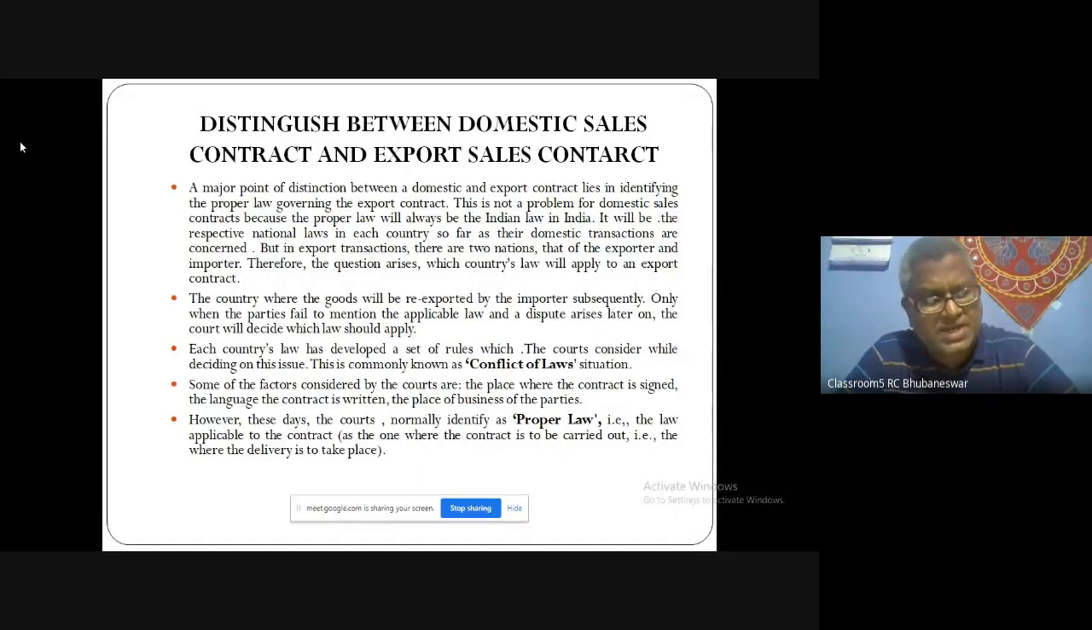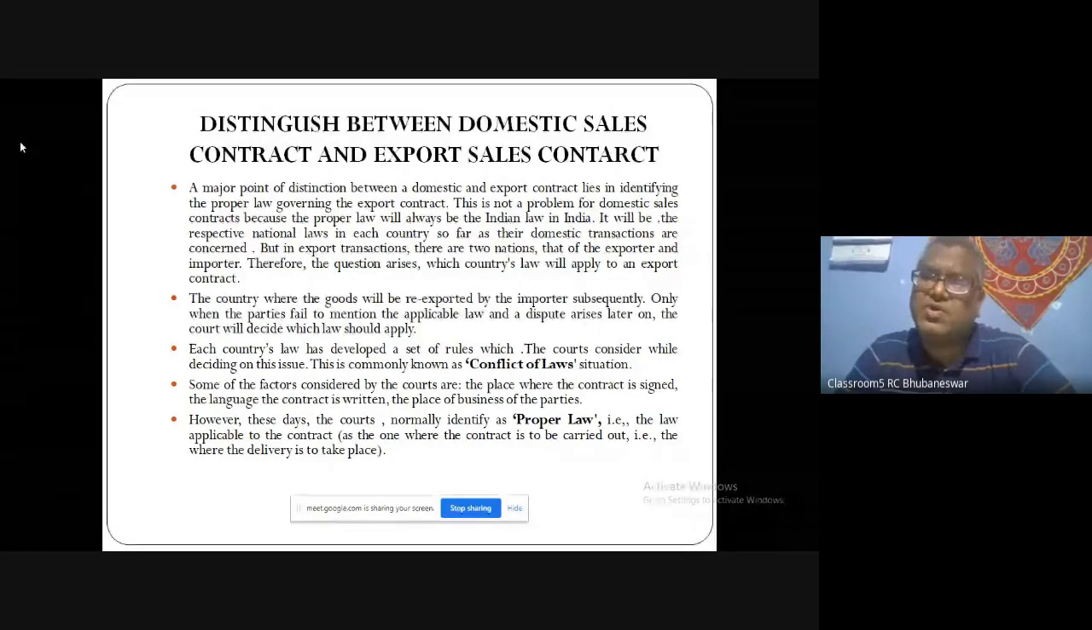My dear students, within domestic sales there is no necessity of any guidelines or law for exporting goods and services. But if you talk about exporting to other countries, the exporter or importer should know about every country's guidelines, meaning laws, as a country's law will be applicable to the export contract, that is called a sales contract.